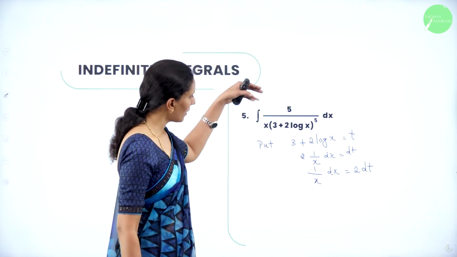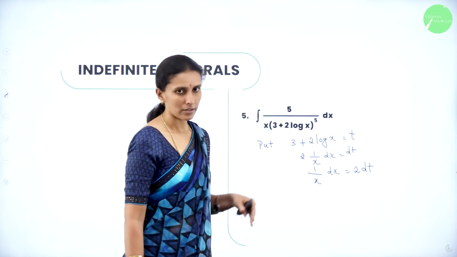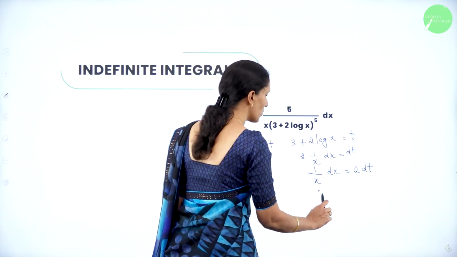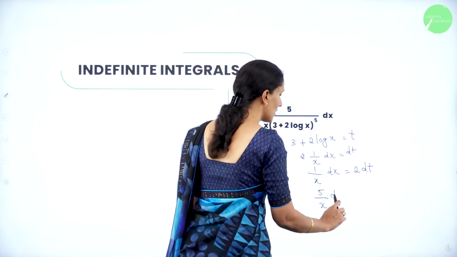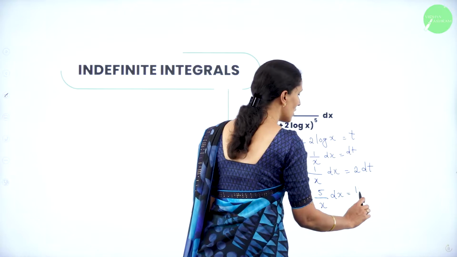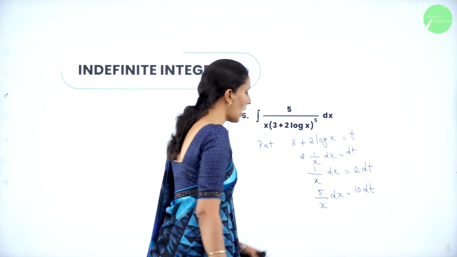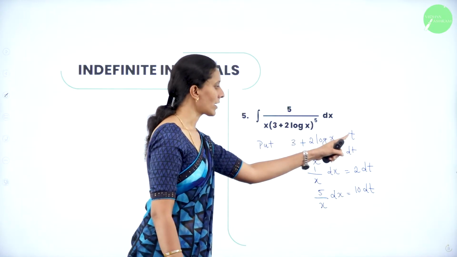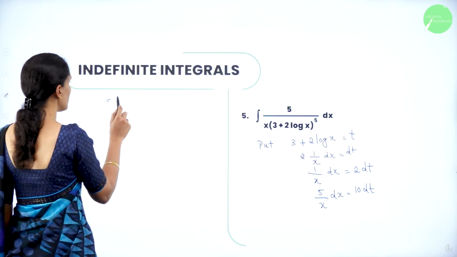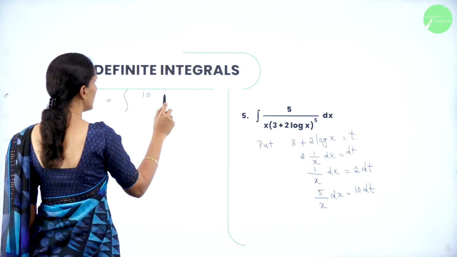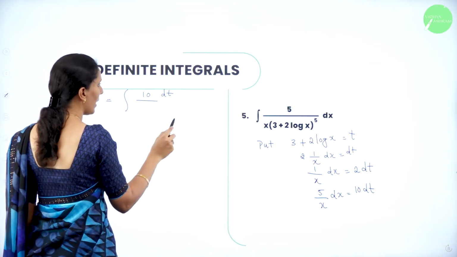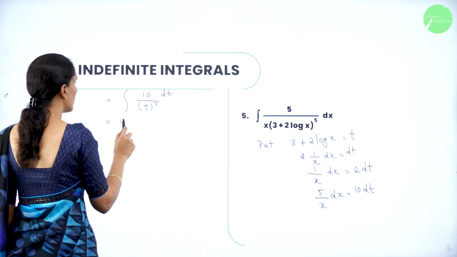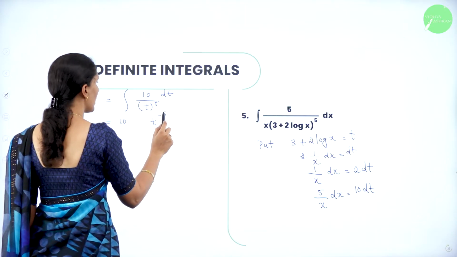But here in the numerator I have 5 by x into dx. So therefore multiply 5 on both sides. If you multiply 5 on both sides, you will get 5 by x dx is equal to 5 by 2 into dt. Now replace 5 by x dx as 5 by 2 dt and 3 plus 2 log x as t. So the equation becomes 5 by 2 into dt whole divided by t whole to the power 5. Keep 5 by 2 outside, then t can be written as t to the power minus 5 dt.